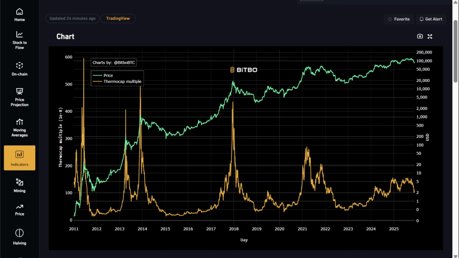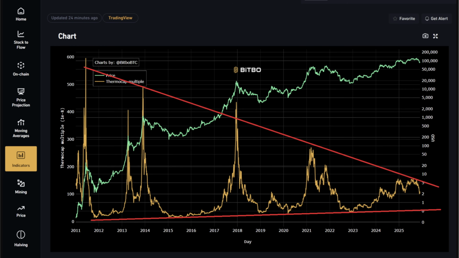Have a look at the thermocap multiple. So this is a minus indicator. How much issuance of Bitcoin do we have relative to its outstanding supply? That also tends to have a tighter and tighter trading range. We are just in the middle of that range.